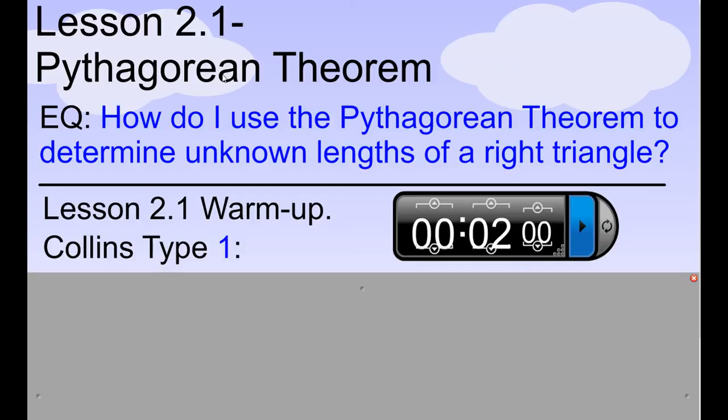So the essential question in this lesson says, how do I use the Pythagorean theorem to determine unknown lengths of a right triangle? So, given a right triangle, we want to find the lengths of the sides.